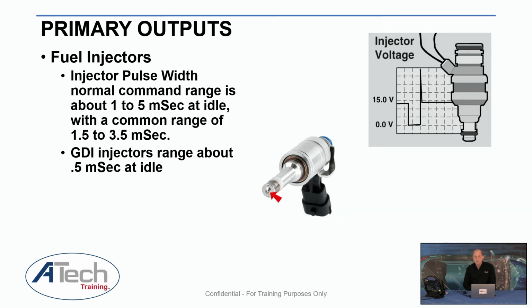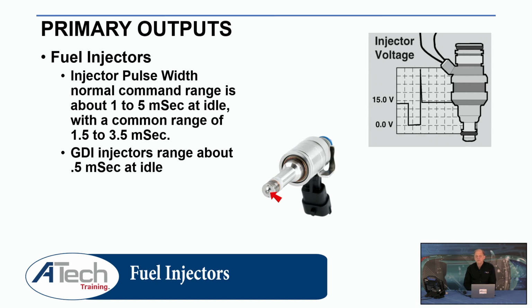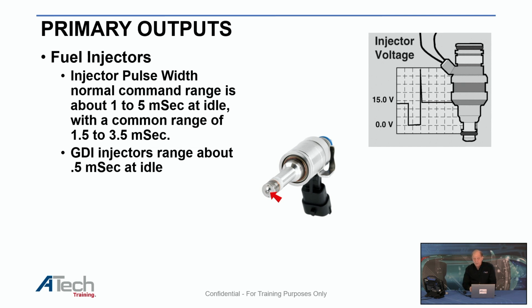The other thing is primary outputs. It's going to be the injectors. Back when they first came out with injectors, we had the throttle body, that's all we had. Then we went through the port fuel injector. Then we went to sequential fuel injection. And now we're at what? GDI. Now GDI is totally different than we've had before.